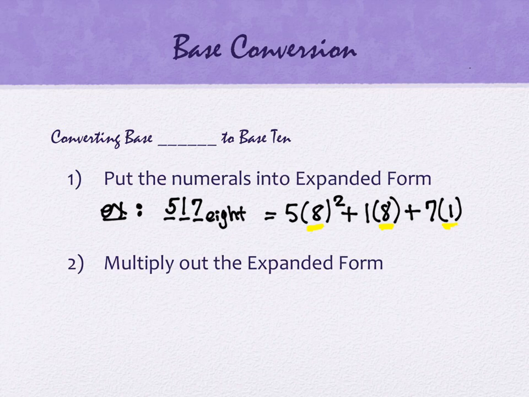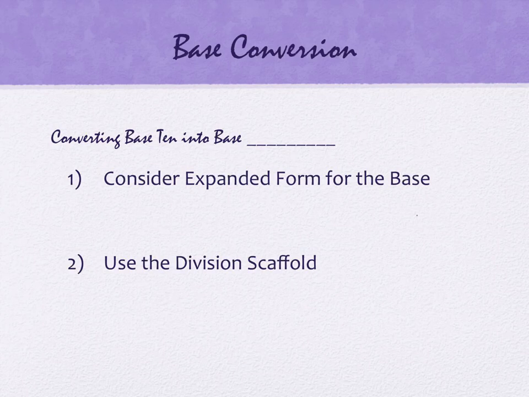Okay? So we're going to go backwards now. We're going to turn our number into some other base number. So the same situation applies. We're going to dump the Legos, but we're not going to put them in groups of tens and hundreds. We're going to put them in groups based on the place value we're working in. So we're going to consider the expanded form for the base. I'll show you what that means when we do one. And then we're going to use the division scaffold.